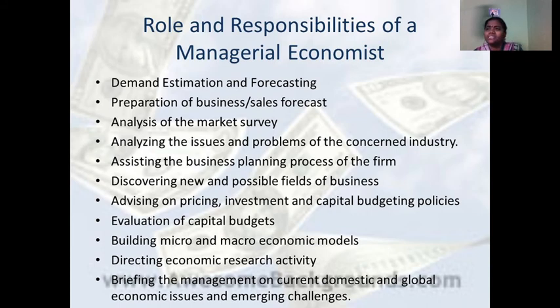Then advising on pricing. I cannot just start and keep the price this much, not like that. According to the current situation and how much demand there is for that particular product, they have to invest and fix the price of the product. So these are all the major activities that help. And next one is evaluation of capital. It's very important. Capital budgeting, generating capital, is a very tough job.